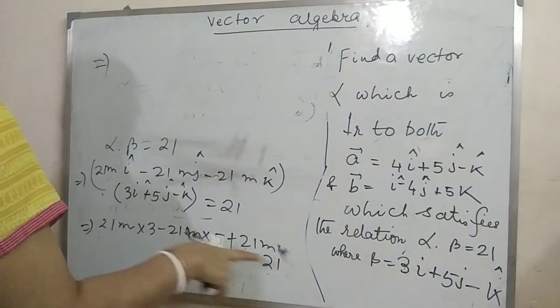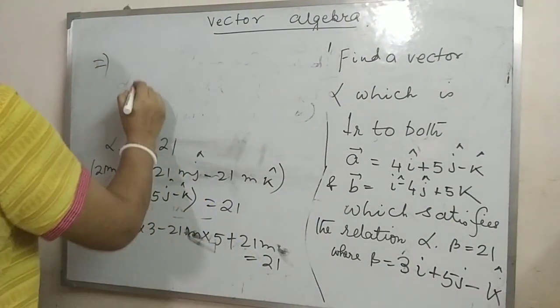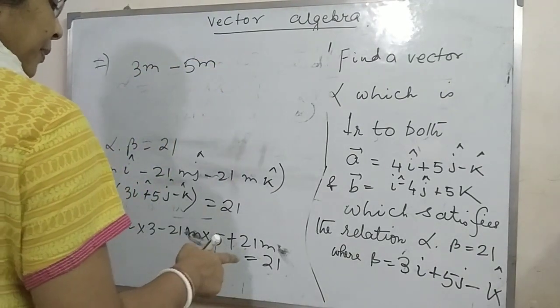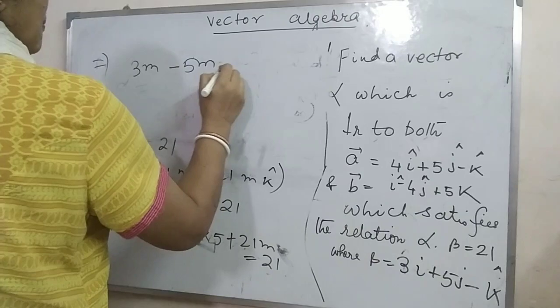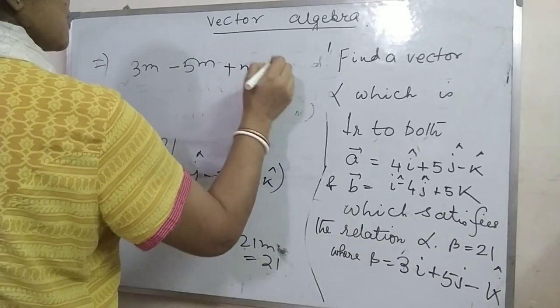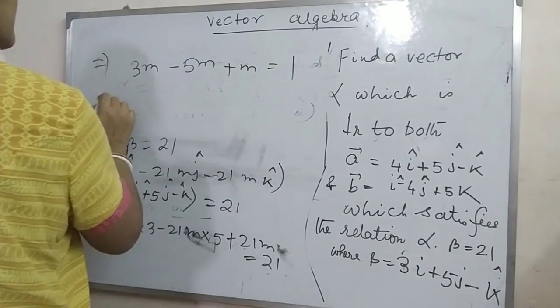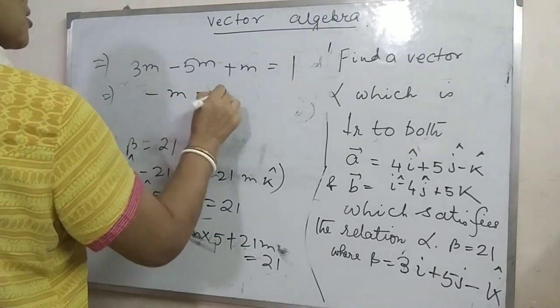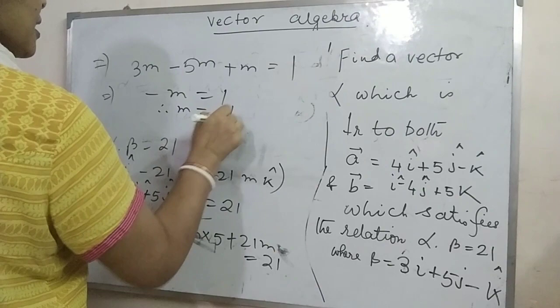So 21 is cancelled out from both sides. Then I can write 3m minus 5m plus m, this equal to 1. That is 3 minus 5 plus 1 times m, this is equal to 1, that is m equal to minus 1.